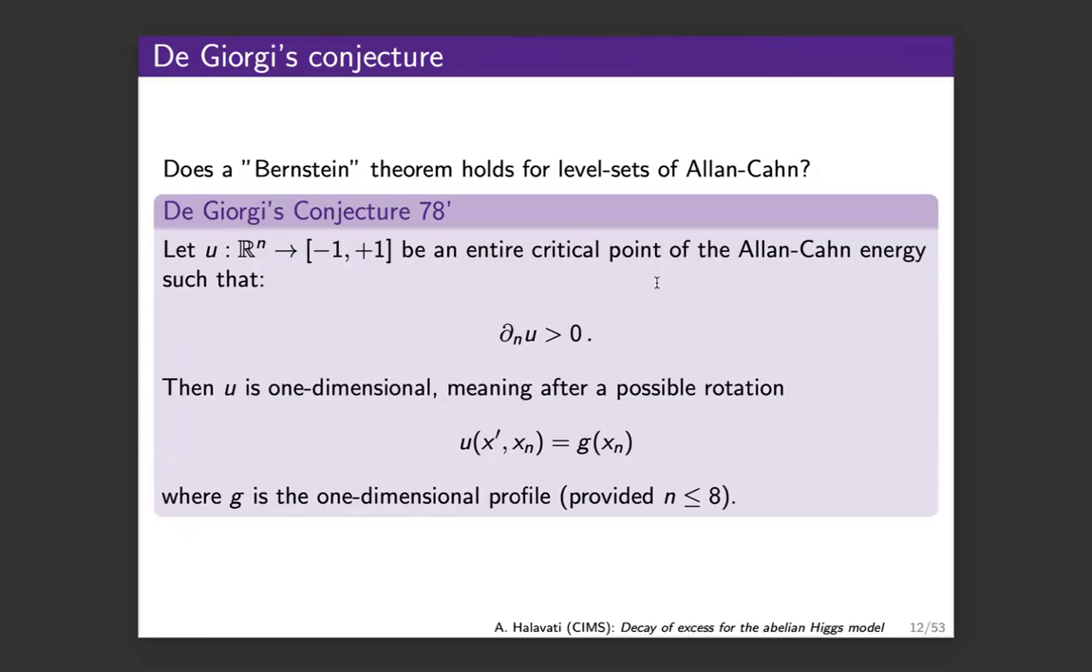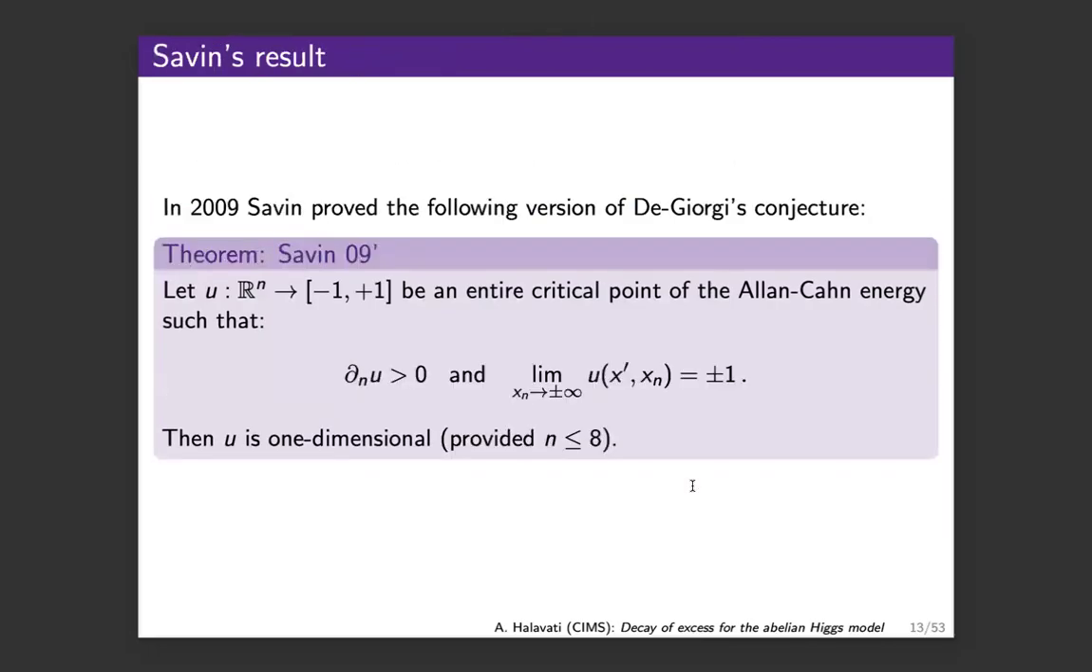Basically, after a possible rotation, u just depends on one variable, where g is just a solution of the ODE in that, say, perpendicular direction. And of course, provided the dimension is less than or equal to 8, because you don't expect solutions to inherit anything that minimal surfaces don't have, right? Okay. And after a lot of partial progress, Ovidiu here was actually able to prove this version of De Giorgi's conjecture, with a slight added assumption: if you assume that the limit of u is plus or minus 1 as you go away from the plane x_n equals 0, then you are in fact one-dimensional.